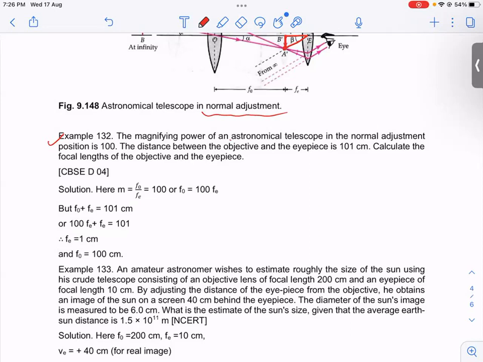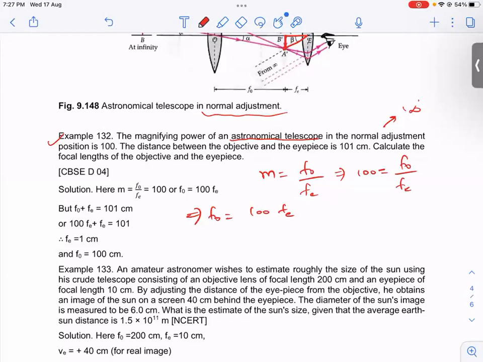The magnifying power of an astronomical telescope in the normal adjustment is 100. Normal adjustment means the image is formed at infinity. So in the case of normal adjustment, what is the magnification? It is f naught divided by fe. So magnification here is 100, equal to f naught divided by fe, which implies f naught will be equal to 100 times fe.